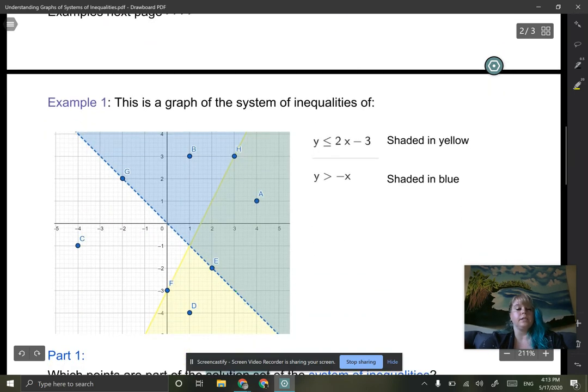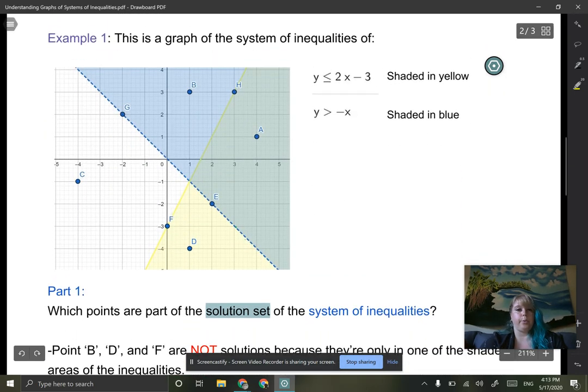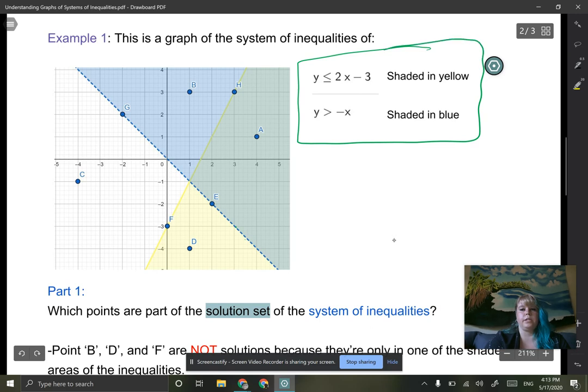Let's do an actual example problem. Okay, so here's the graph of these two inequalities here. Okay, and as you can see, we have blue and yellow. It's not always going to be blue and yellow and green. It could be purple.